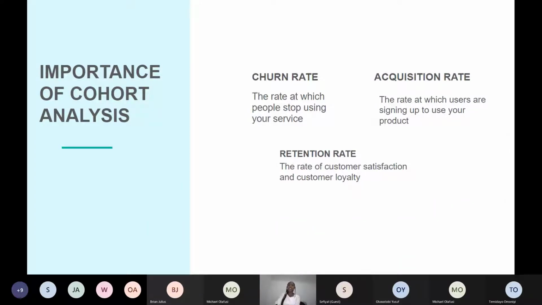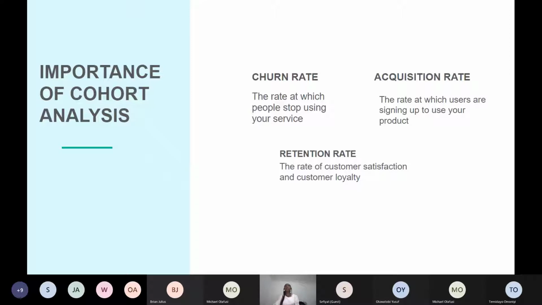And then retention rate, this is the rate of customer satisfaction and customer loyalty. So you're able to see, okay, apart from the people that signed up and the people that are dropping, how many people are with us? This number of people that are with us, why are they? So you now start asking, okay, why are they with us? It means that people really love our service, they are satisfied, customer loyalty, and this is what leads to people referring your business. Hey, check out these guys, they're really good, and they bring their friends and so many other things.